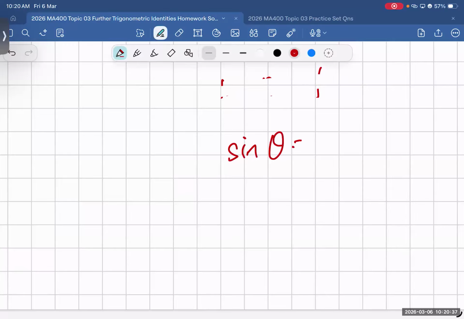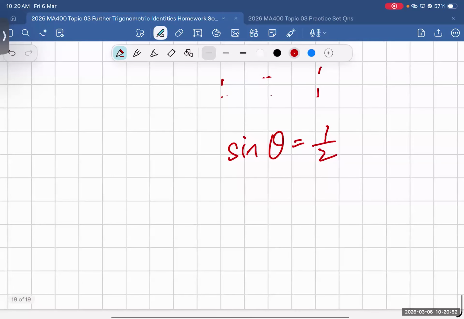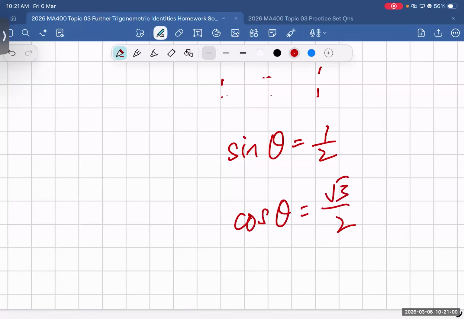Sine theta is half. 30, very good. Okay, choose another person. Susan, cosine theta is square root 3/2. What is theta? Your math should be this good, understand? Your math needs to be this good. 45. Very good. Choose another person. Jialin. Sine theta is square root 3/2. What is theta?